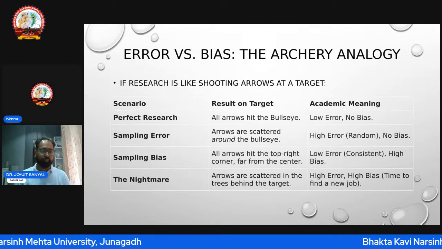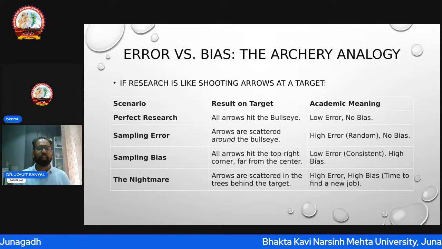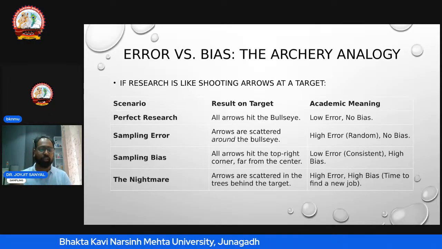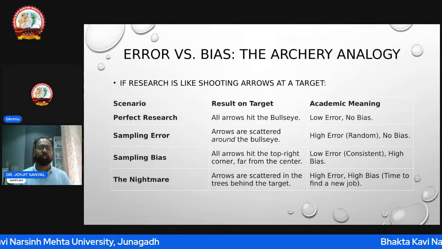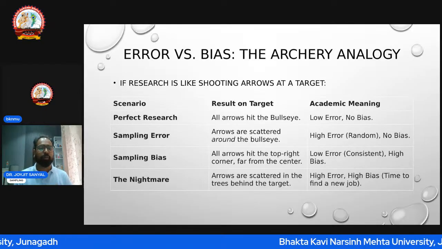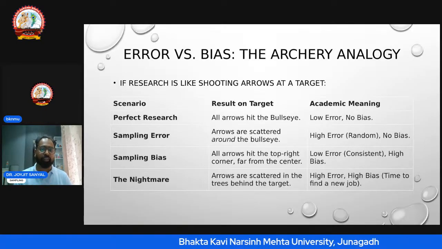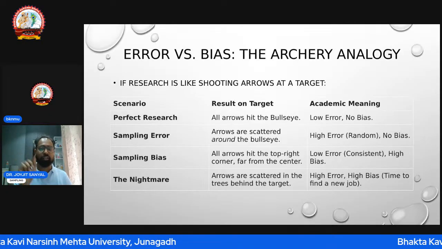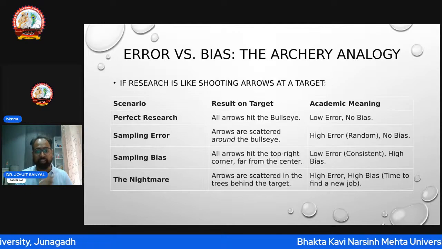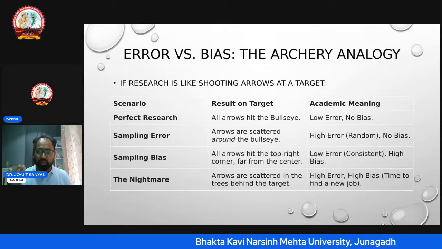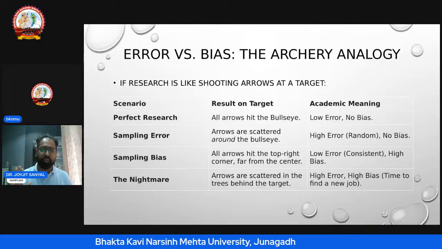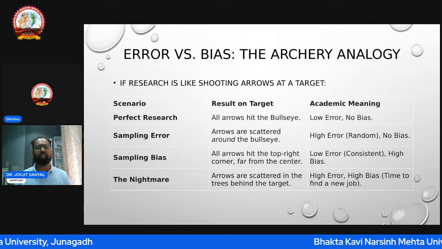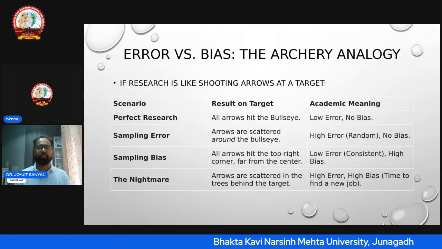Okay, now we make a comparison between the errors and the bias. You see, the archery analogy, the arrow, I hope you know about that. So first scenario, perfect research. What is the perfect research? All arrows hit the bullseye, that is in between the mark which you are targeting as a researcher. Academic meaning: low error and no bias. Fine. This is a perfect research. Usually, chances are 1 out of 10 that it might happen.